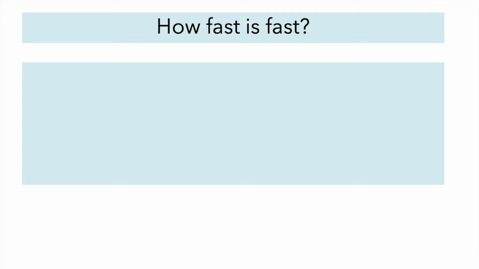Today we're going to talk about watching chemical reactions in real time. And to do that, we're going to need to answer the question, how fast is fast?